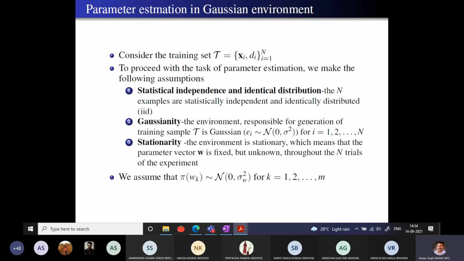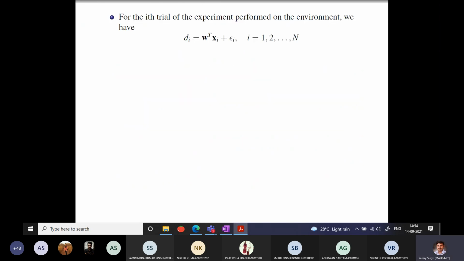And then we assume that the weight space has a PDF, and that PDF is also Gaussian distributed with zero mean and variance sigma square W, which is the variance of the weight space. Now, for the ith trial of the experiment performed in the environment, meaning for one example with one desired response, it can be written as d_i = W^T x_i + epsilon_i. These are nothing but single-shot relations from d, x and e.